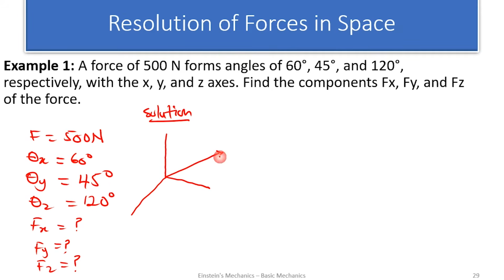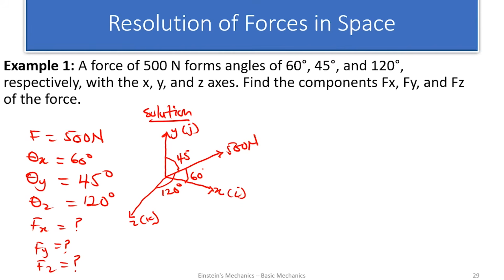So this is maybe in this form. We have a certain force, and we know that this is our x, which is our i. I'm showing you how this force may be represented. This is our y, which is our j, and this is our z, k. So maybe we have a force like this which makes an angle of 60 with the x, an angle of 45 with the y, and an angle of 120 with the z. And this is the magnitude, which is 500 Newton.